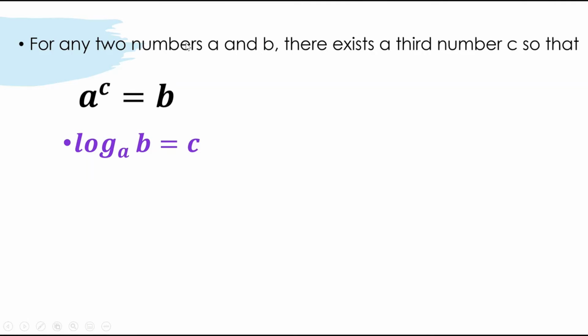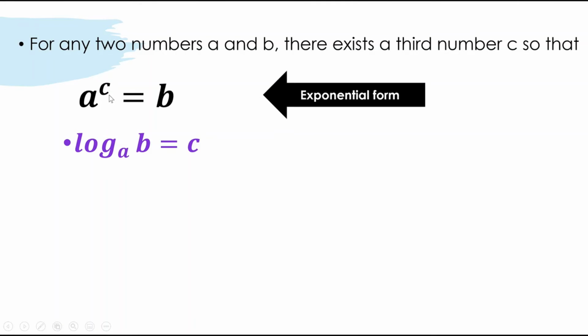So it's true for any numbers like a, b, and c. For example, a and b are two numbers. There exists a third number c, so that we can write a to the power c is equal to b. So if a to the power c is equal to b, what form of equation is it? It is the exponential form. And the same equation we can rewrite in logarithmic form as log with base a of b is c.